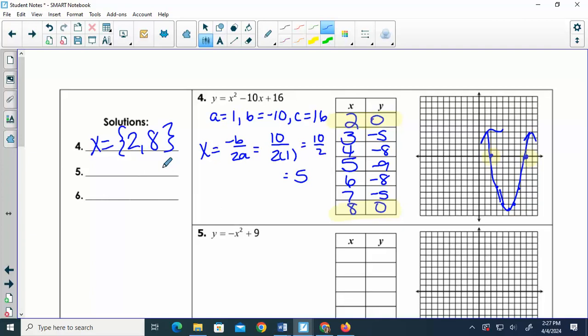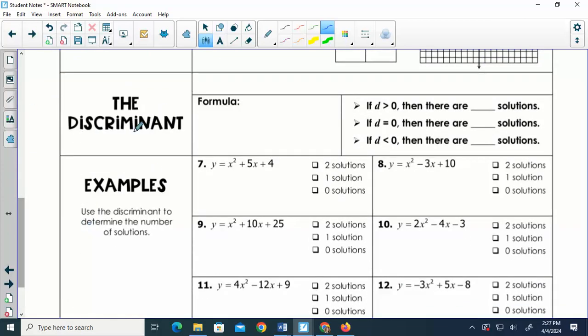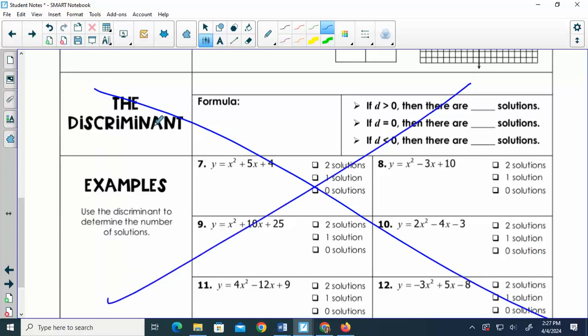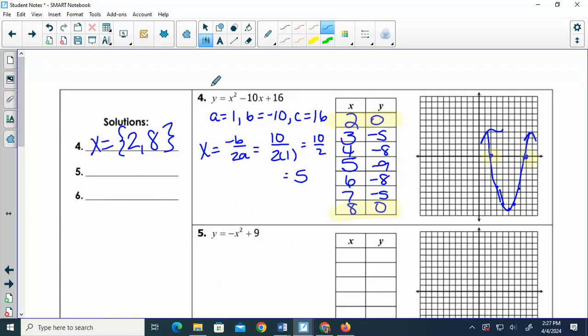Okay, how are we doing with this? Do we need more problems? Okay, so I'm going to give you a handout. We are not doing this bottom part, it talks about the discriminant. We are skipping that. So on your handout, you are only doing these graphing ones, so only 1 through 9.